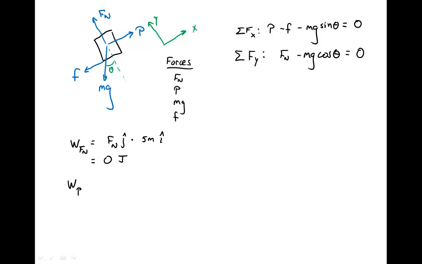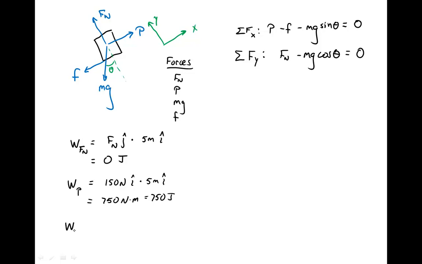The work done by my pushing force is equal to the magnitude of P, which was 150 newtons, and that's in the i-hat direction, dotted with 5 meters, also in the i-hat direction. And so this is 750 newton meters, or 750 joules. So that's the work done by the force I'm exerting on the object.